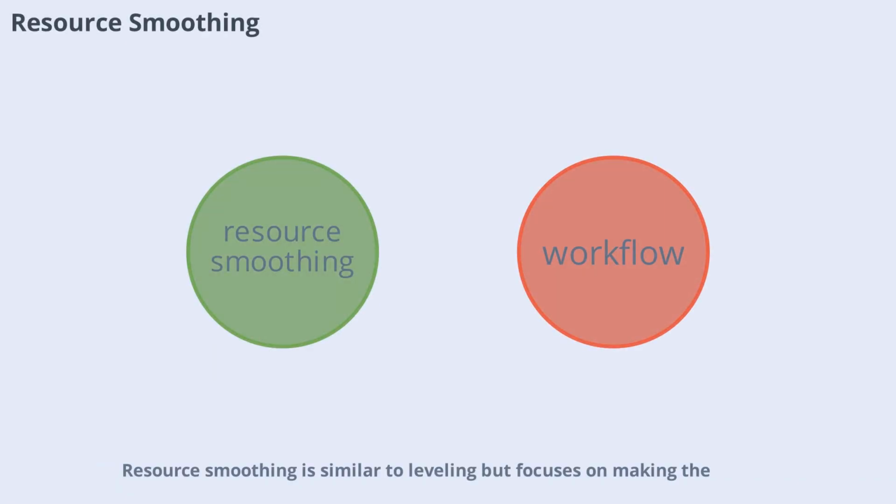Resource smoothing is similar to leveling but focuses on making the best use of available resources without changing the project's end date. This technique involves adjusting the timing of tasks within their float so resources are used more efficiently.